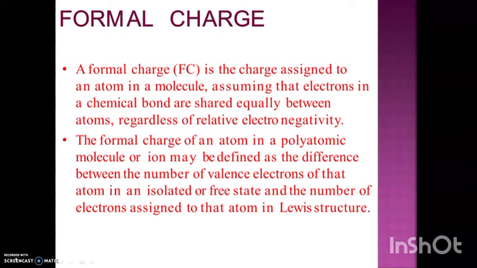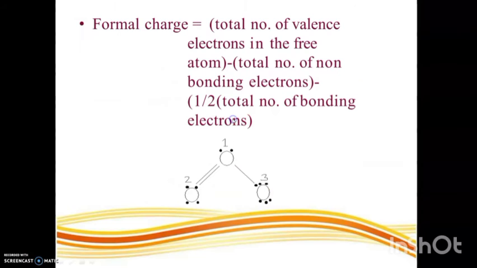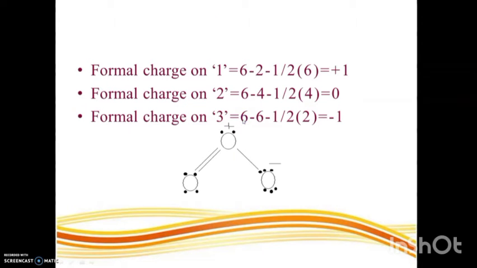It is the difference between the number of valence electrons of that atom in an isolated or free state and the number of electrons assigned to that atom in a Lewis structure. Let's see one example. The equation is: total number of valence electrons in the free atom, minus total number of non-bonding electrons, minus half of the total number of bonding electrons.